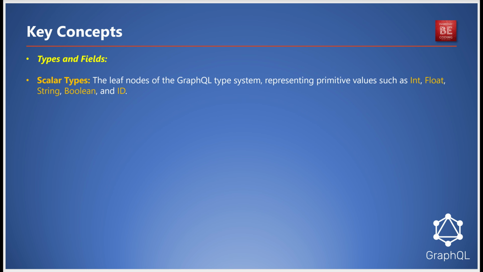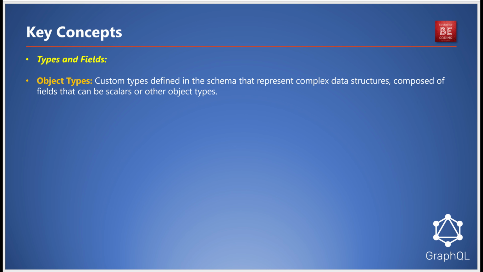Scalar types in GraphQL are the basic building blocks and include types like integer, float, string, boolean, and ID. These types represent the simplest forms of data. Moving to object types, these are custom types defined in the schema representing complex data structures. For example, a book object type might include fields such as ID, title, author, and published date, with each field being either a scalar type or another object type.